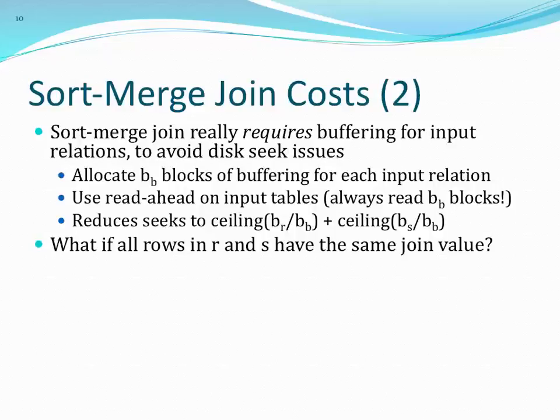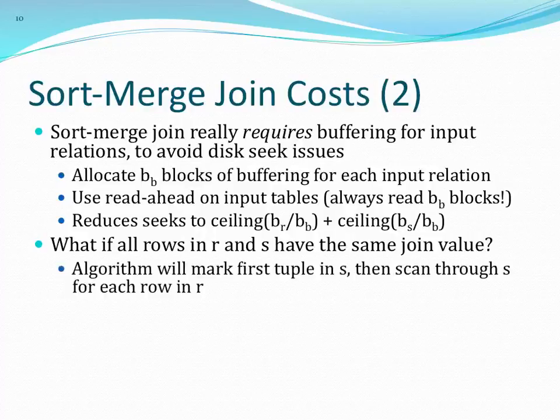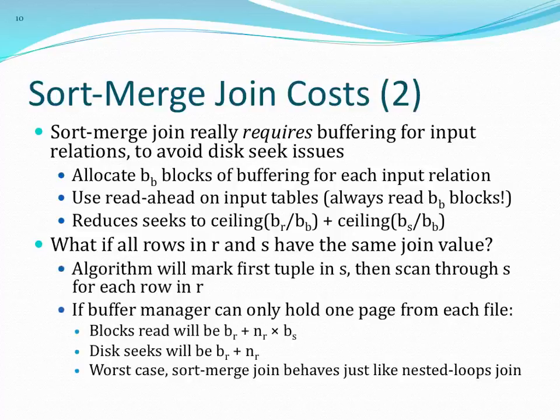This is the one where it's kind of a big pain. What if all rows in R and S have the same join value? This is your absolute worst case, because remember you have to mark at the beginning of S, scan it all the way through, and then you advance R and you reset and you scan all of S again. Does that sound familiar? Then you advance R again and you reset S and scan it again. So basically we have a situation where it starts behaving just like nested loop join. So that's no fun at all. Sort merge join really likes to have buffer space so that we can make this a more performant algorithm.